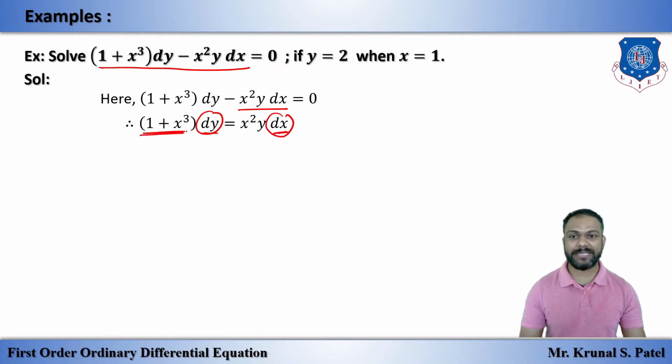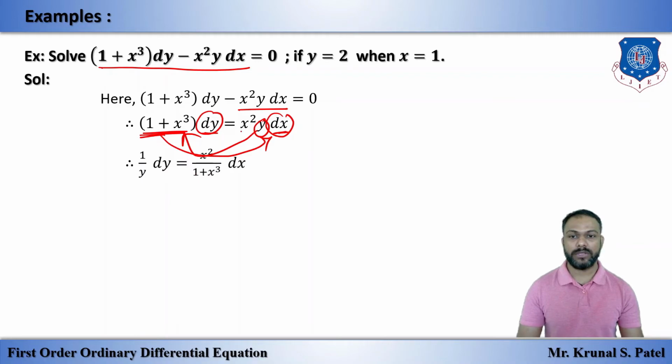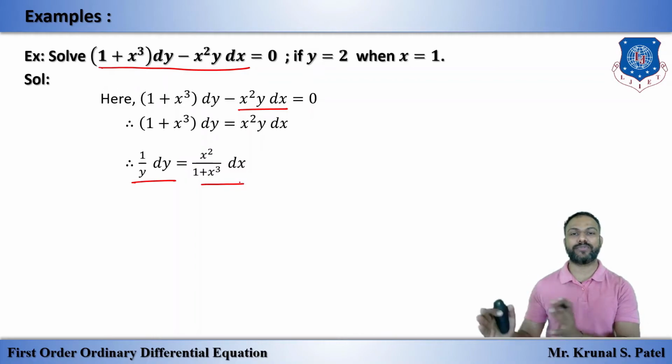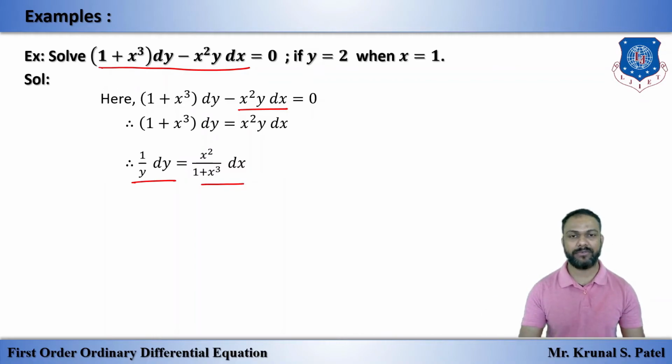So we will take this 1 plus x cube on the right hand side with dx, and this y will take on the left hand side with dy. So if we take y on the left hand side, y becomes 1 by y, and this x square and 1 plus x cube on the denominator. Now we have 2 different functions with different variables, y and x.